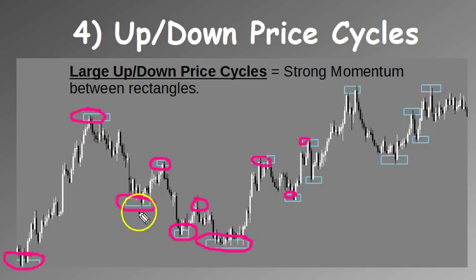momentum to the downside. Here is momentum to the upside, here's very strong momentum to the downside. This momentum here is small. It's not as strong, okay? This is not as strong. This is a very strong momentum cycle right here.